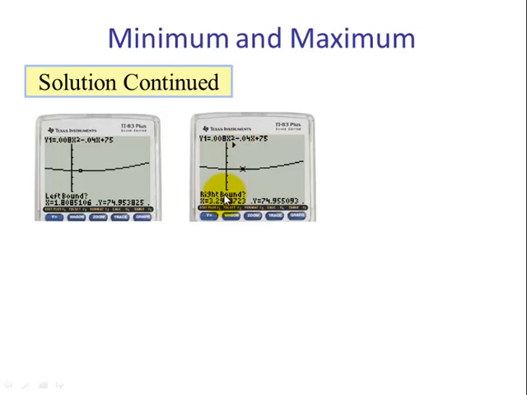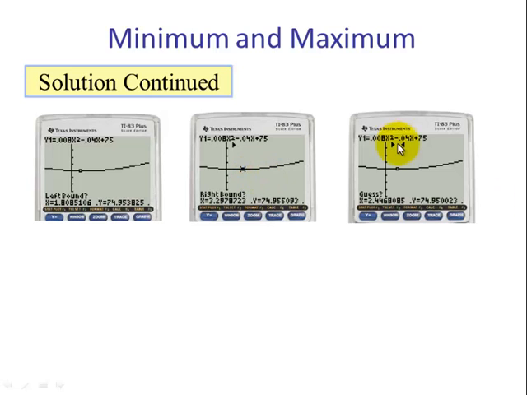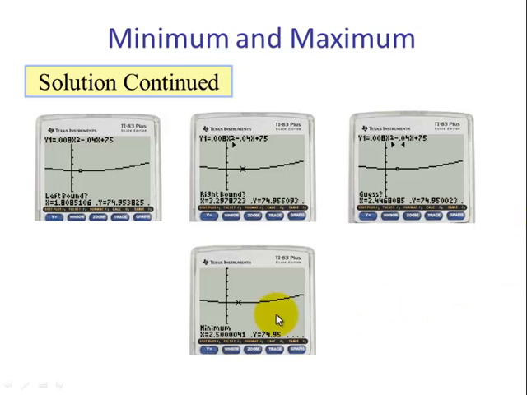It's asking for a right bound. So again, you want to pick a point that's to the right of the minimum. And you'll see another triangle, and then it asks for a guess. And your guess needs to be in between these two little triangles. Using this calculator feature, the calculator is saying the minimum is about 2.5 and the y value was 74.95, and this is what we did algebraically.